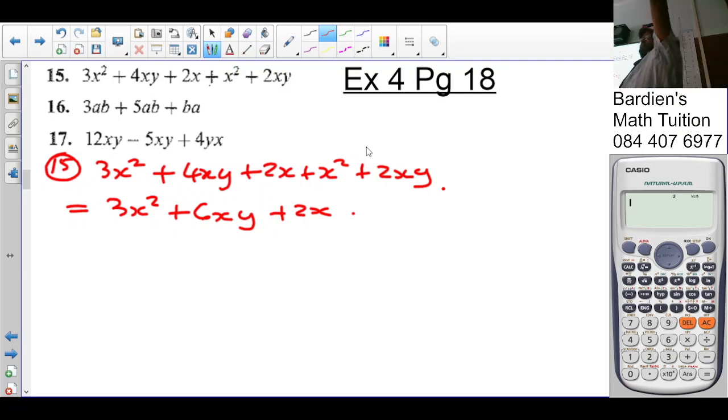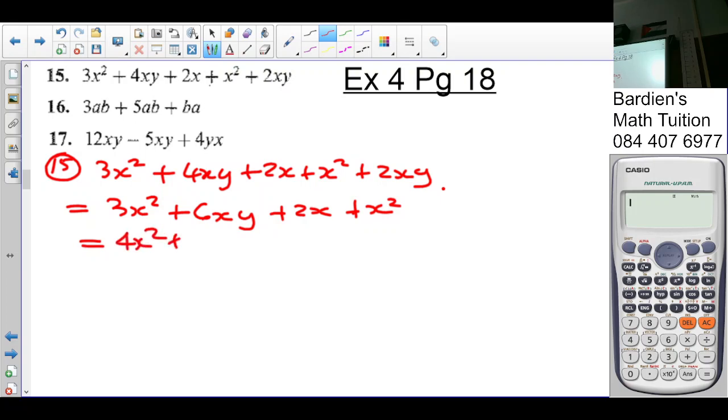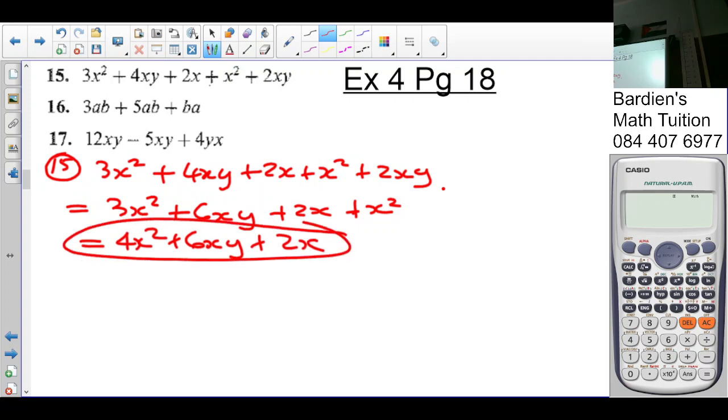Who got that answer right? Plus x squared. Okay, nice. You could have added in the same time. Which is x squared plus 6xy. Right, who got that as an answer?